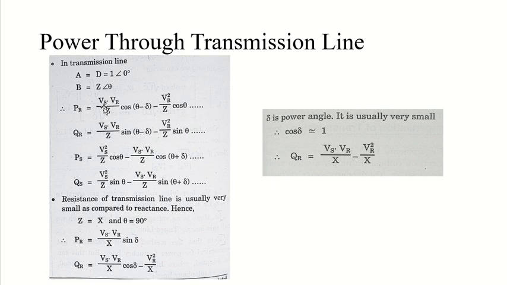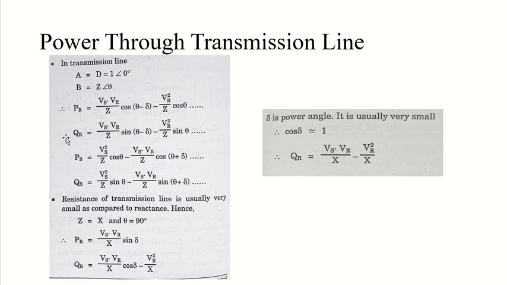The amplitude again will remain as it is, VS into VR. Instead of Z, we can write X, so we will substitute X here. Cos theta minus delta. So the value of cos theta minus delta, theta's value is 90 degrees, which means cos 90 minus delta. If you remember the trigonometry class, cos 90 minus delta will always become sine delta. So we wrote sine delta minus VR squared by Z cos theta, and the value of theta is equal to 90, which means cos 90. The value of cos 90 is 0, so the second term will become 0 here.